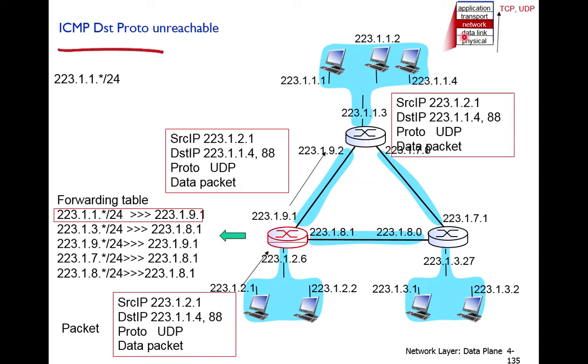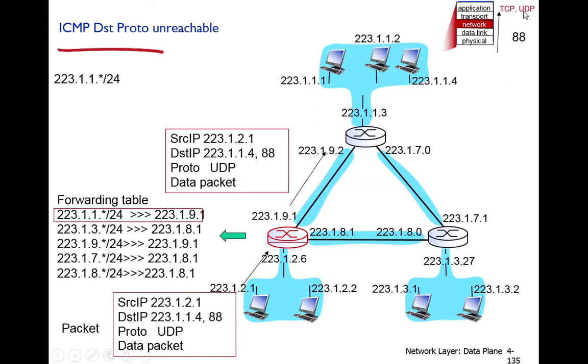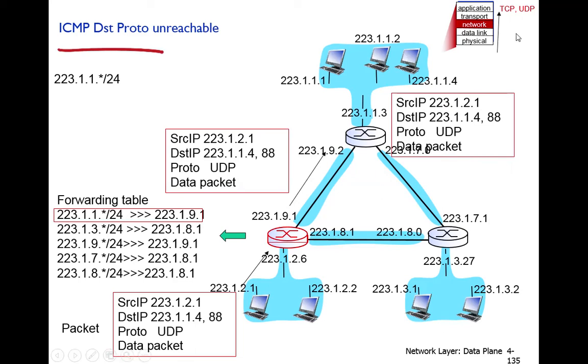Now at the network layer of the destination, the protocol is UDP, so the network layer will give this message to UDP. The UDP protocol is available here, so the message will be given to UDP. When the message is given to UDP, it will see the destination port number, which is 88. Based on the port number, the destination can identify which application this message is for.